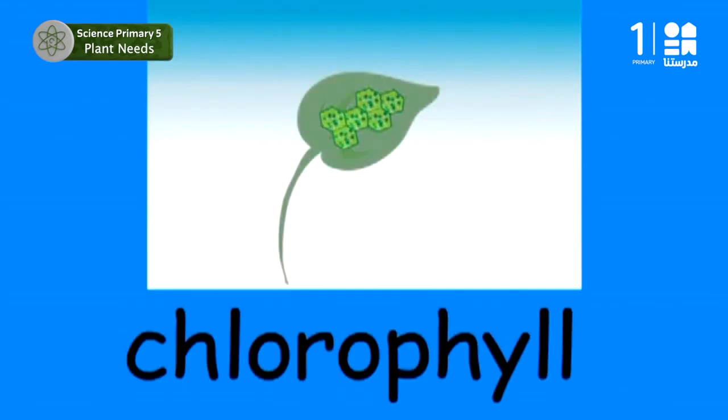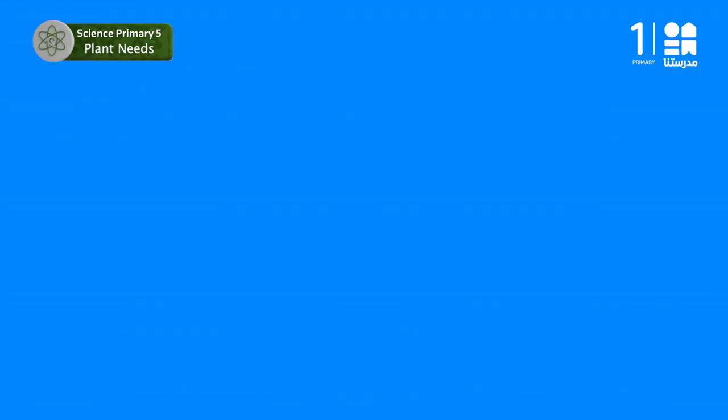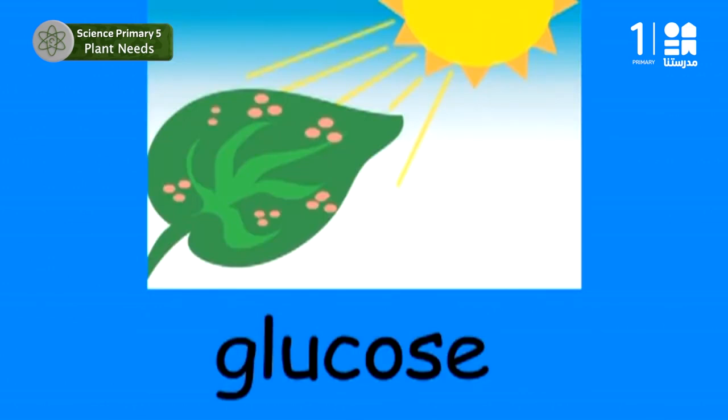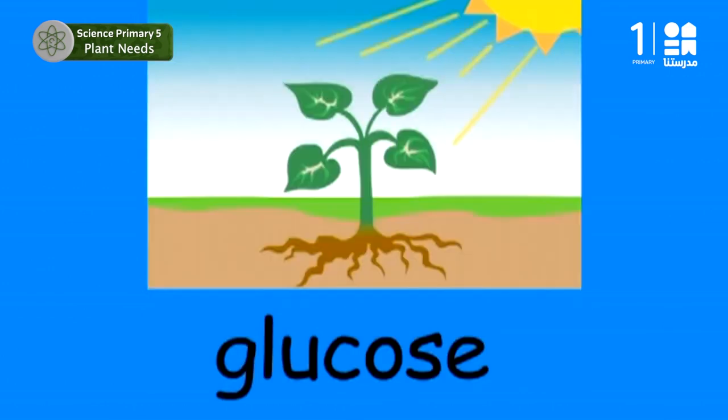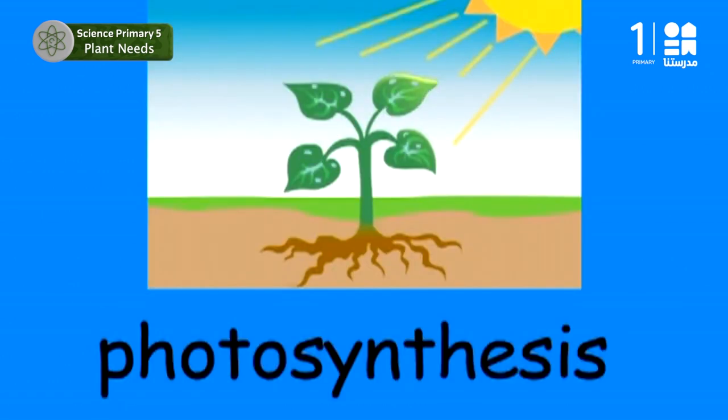Chlorophyll makes the leaf green. Glucose is sugar. The sugar feeds the plant. Photosynthesis is how a plant makes its food.